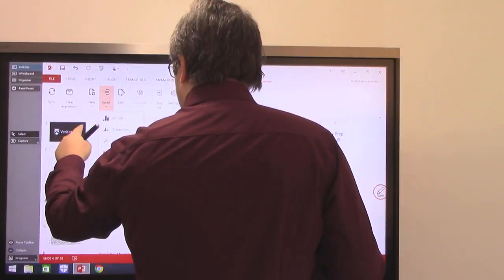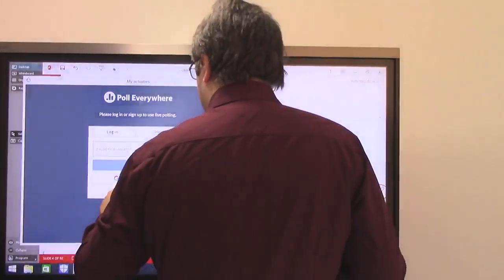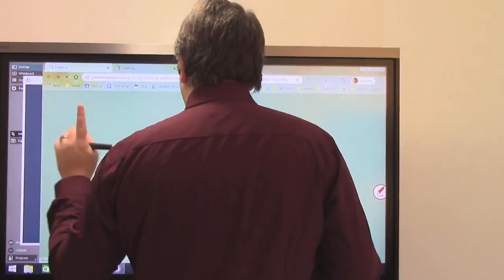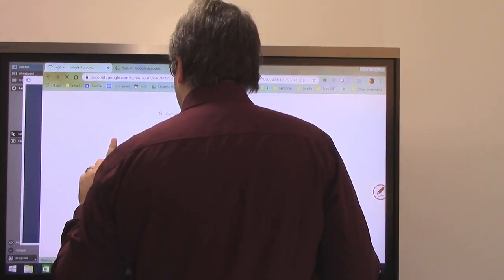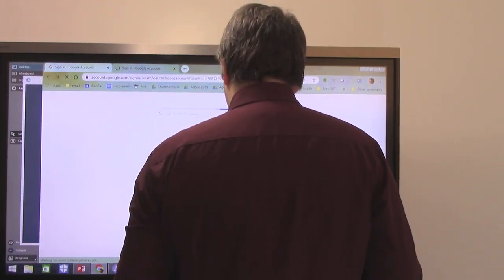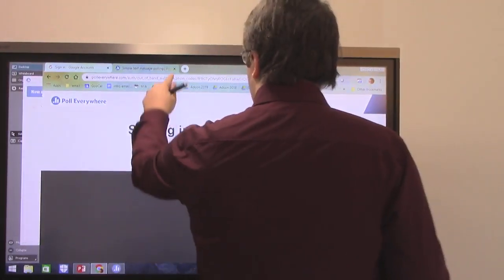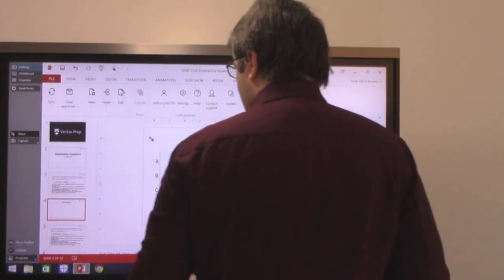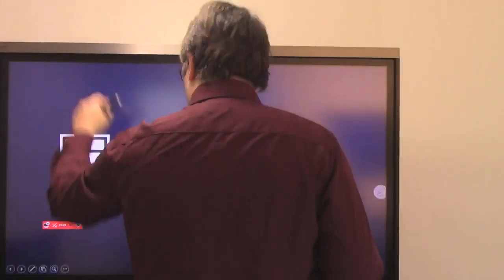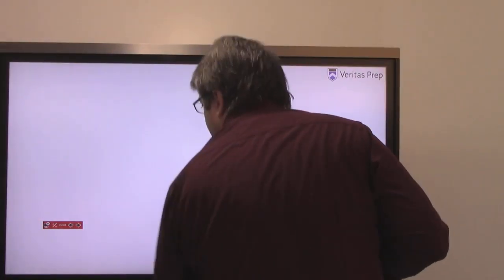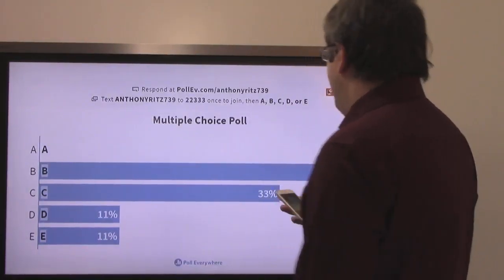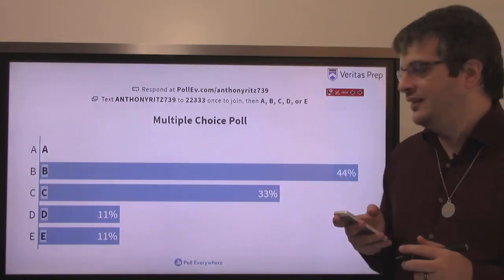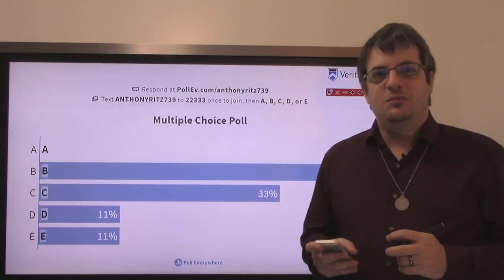Let me just double check this. Am I not signed in? Is that the problem? One second. Maybe I'm not signed in and that's the problem. I may now close this window. Did that do it? Okay. There we go. I just wasn't signed in. Haha, problem solved. I thought I was signed in on this computer. Apparently, I was not, but now I am.